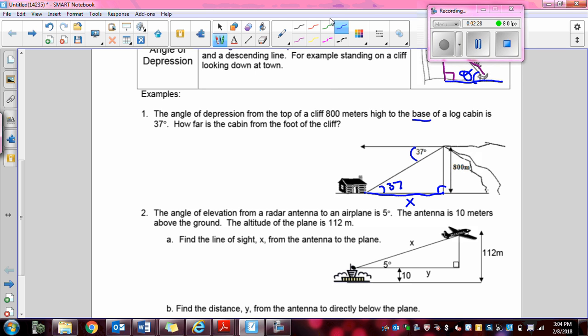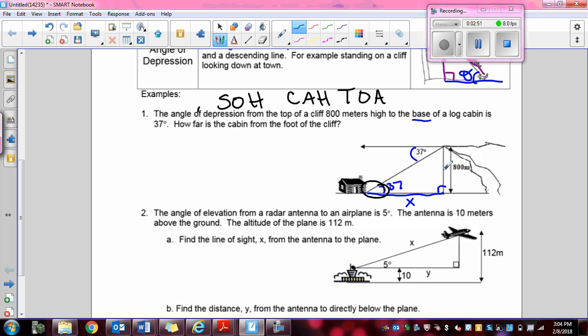Remember, I'm going to use sine, cosine, tangent. My first step is to circle my reference angle. My reference angle in this case is 37. I'm going to write SOHCAHTOA up here because I can't see it. It's on the top of my paper. I hope you have it on your paper. You should see your whole paper though.